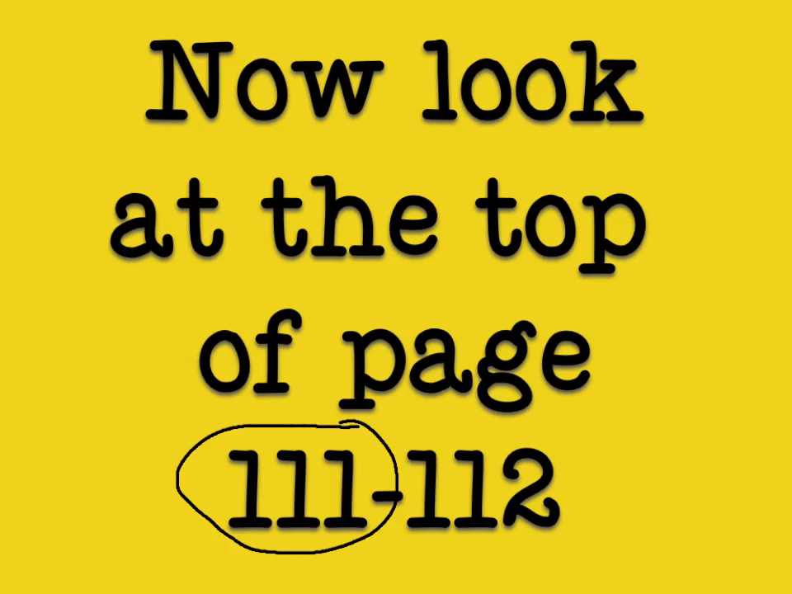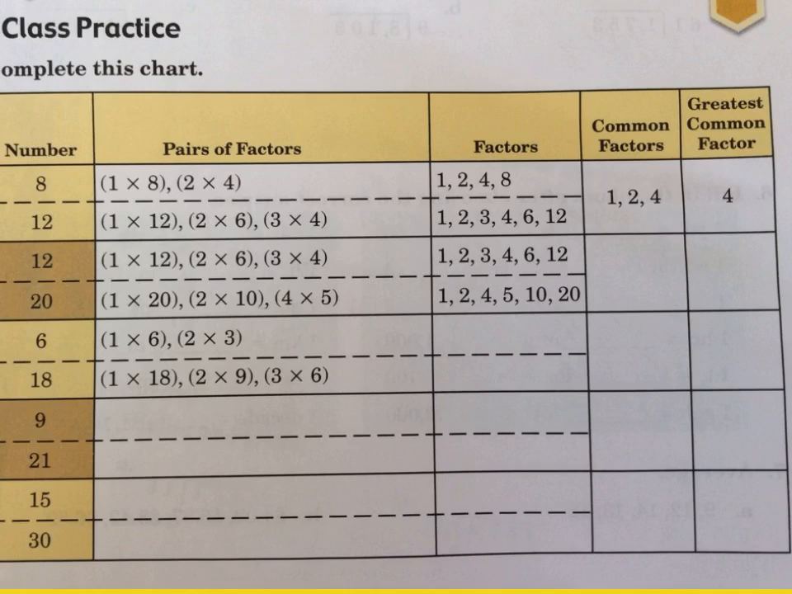Okay, now let's go ahead and look at the top of page 111. And you'll be doing 111 and 112 also. In the top of 111, they have a chart that we've got to fill in. The directions say to complete this chart, and this is reviewing our factoring, our pairs of factors, our common factors, and our GCF, our greatest common factor. They've done a lot of the chart for us already. We need to go ahead and pick up where they left off.